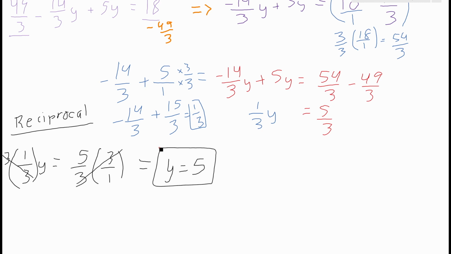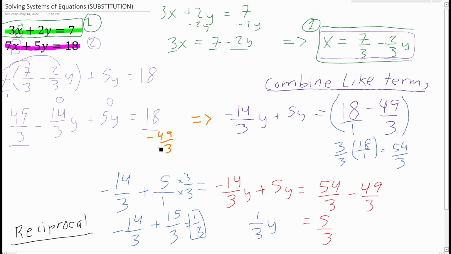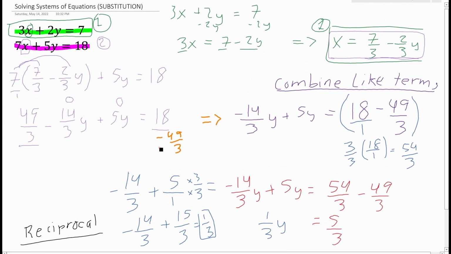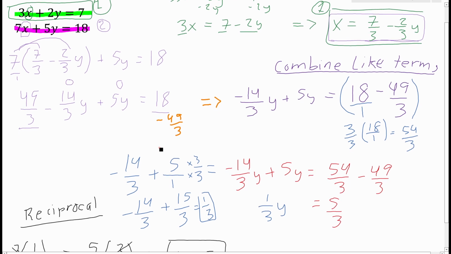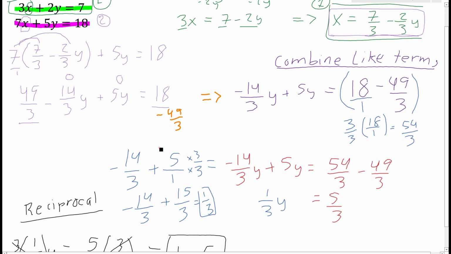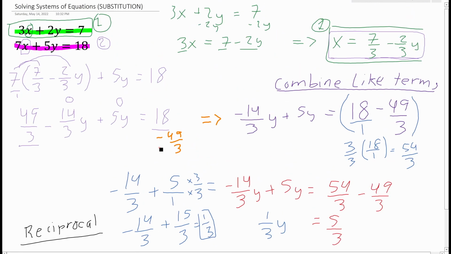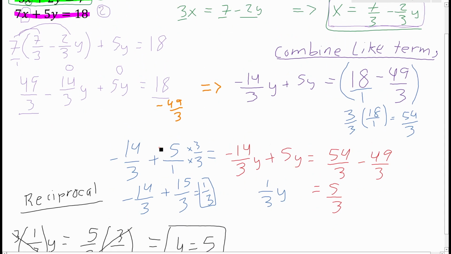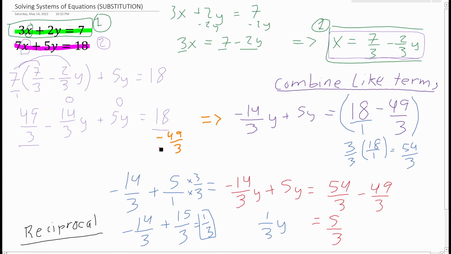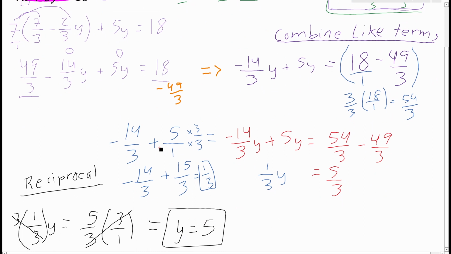This is a lot of work. I know it's confusing because my work is all over the place, but we're going to take this 5 and plug it back in to one of these equations. So to make things simple, we're going to plug 5 into problem number 1. Problem number 1 is 3x plus 2y equals 7.